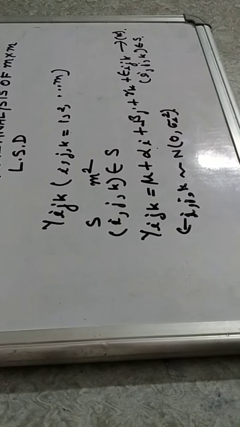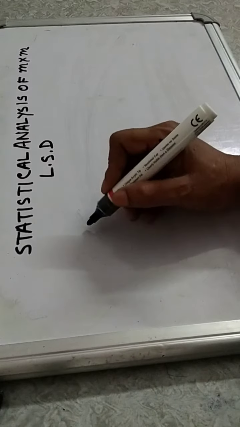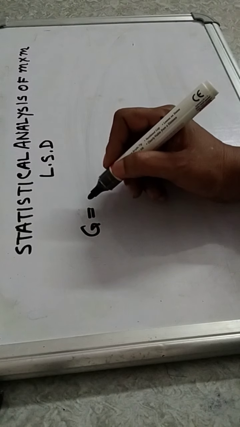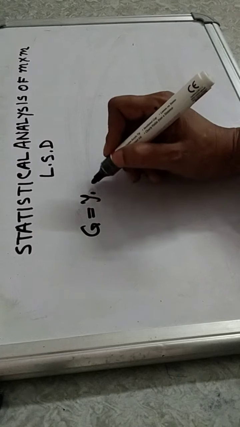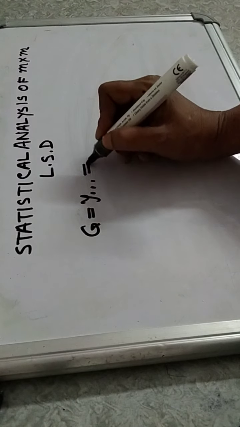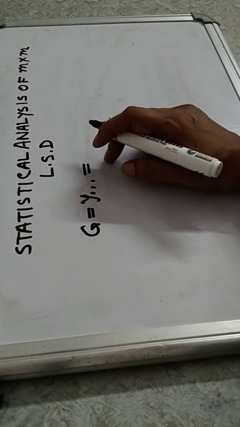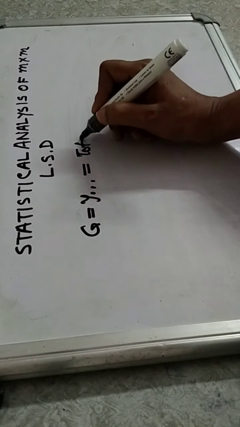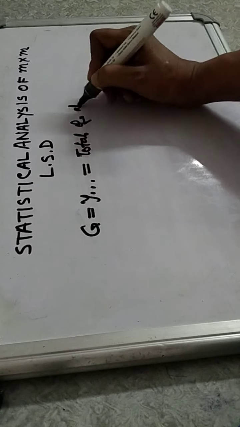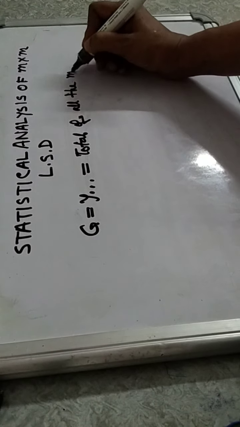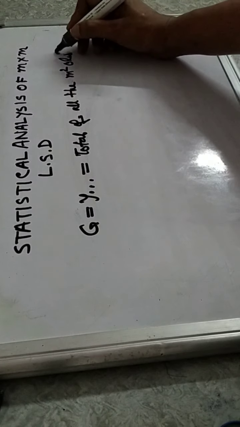If we write Z is equal to grand total is equal to y triple dot is equal to total of all the m square observations.